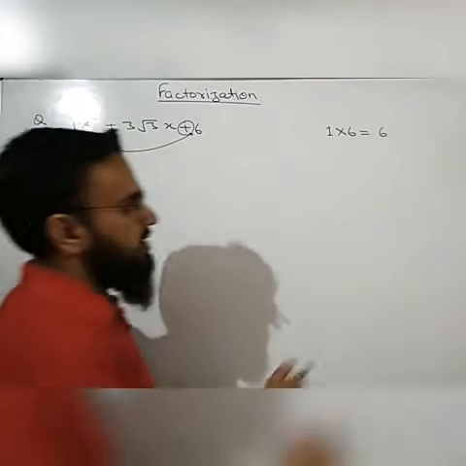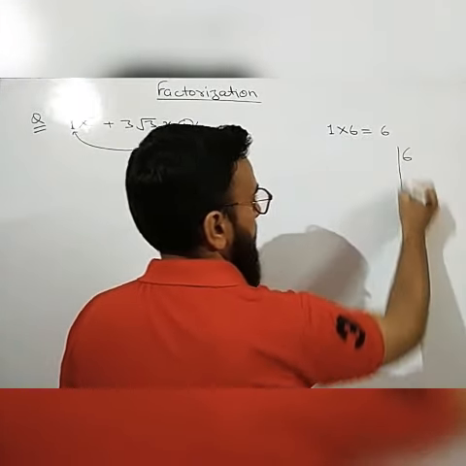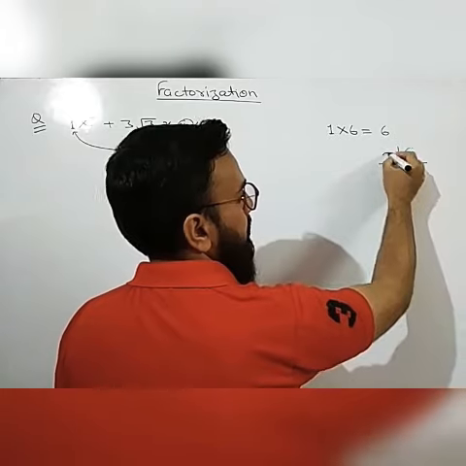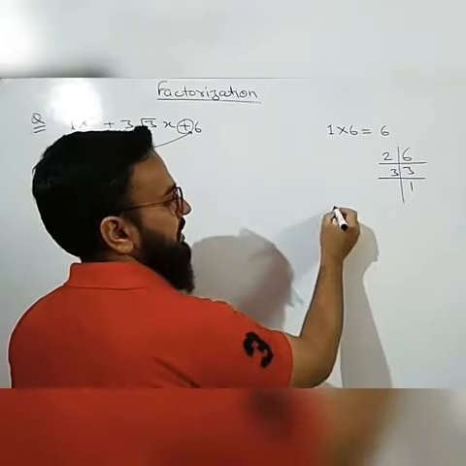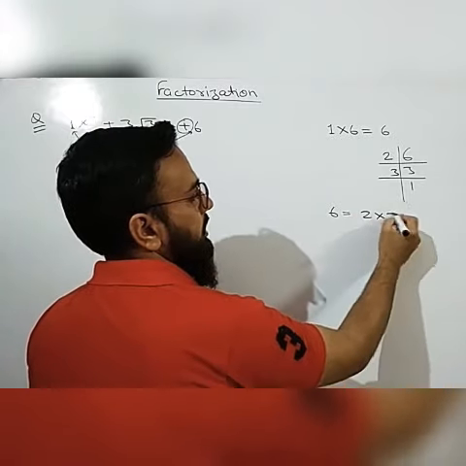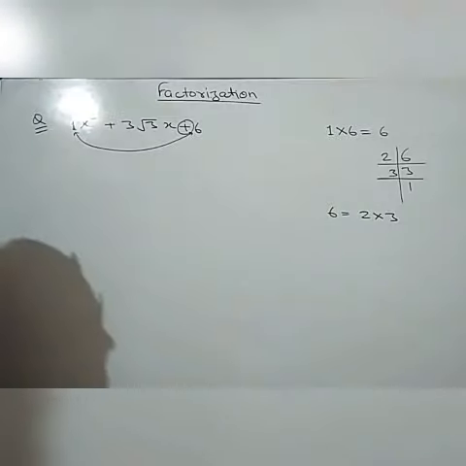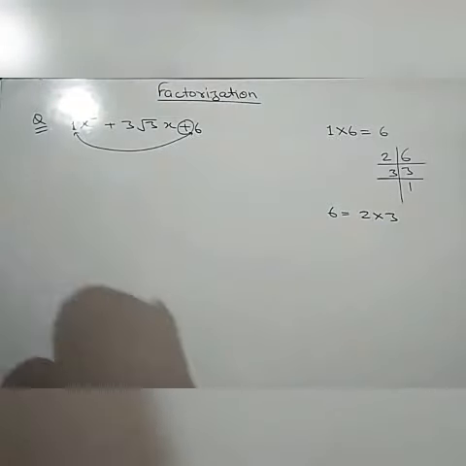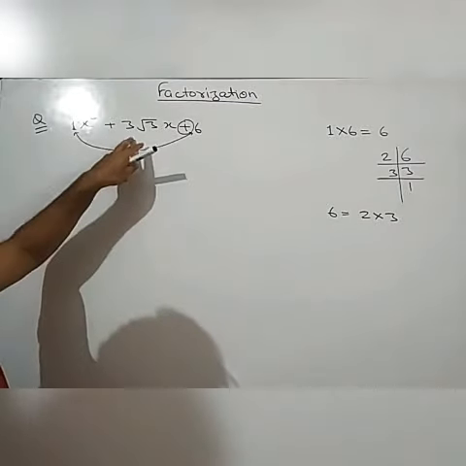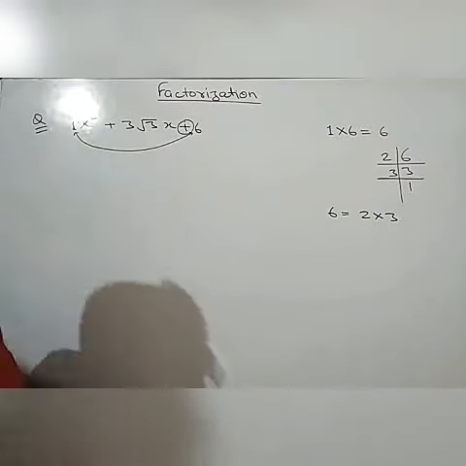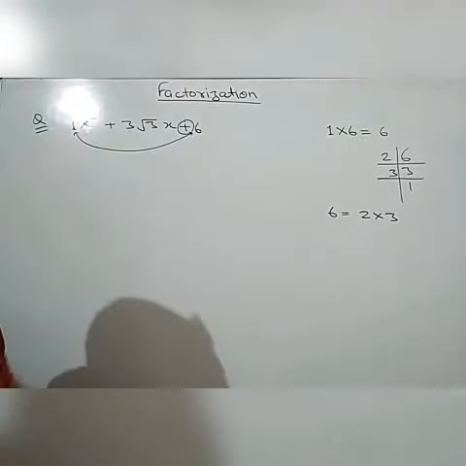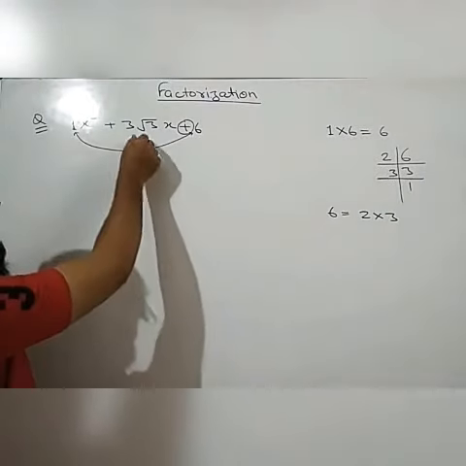So first let us factorize this multiplication 6. What are the factors? 2 threes are 6, and 3 ones are 3. It means we can write 6 is equal to 2 into 3. But now in the quadratic expression, here it is square root of 3. So we have to break these factors in such a way that there is a square root term also. So it is a square root of 3.